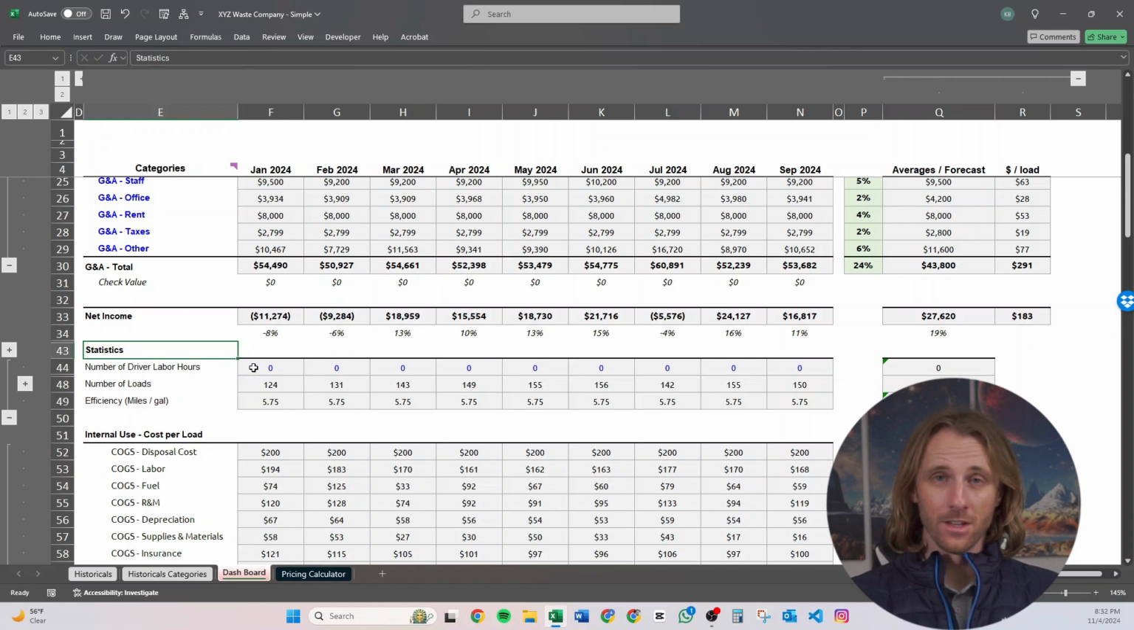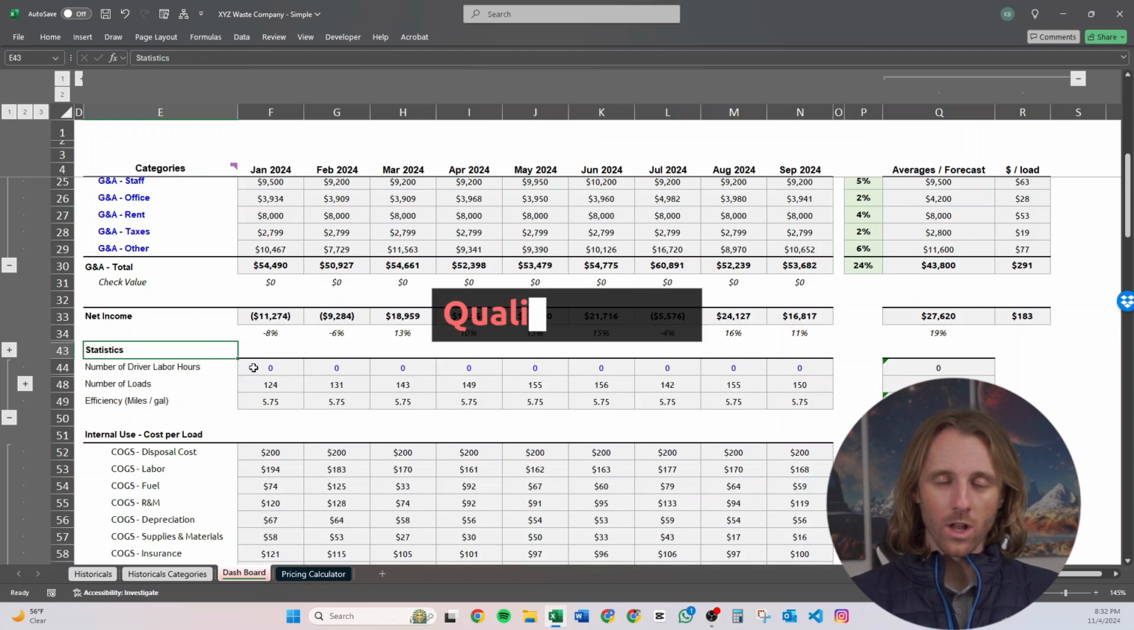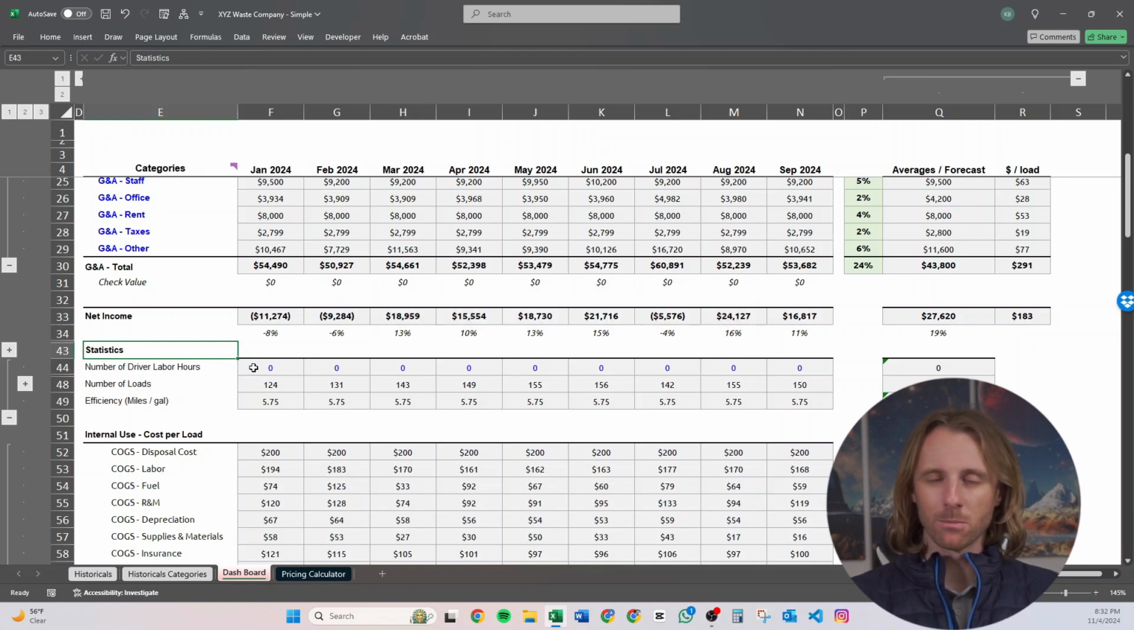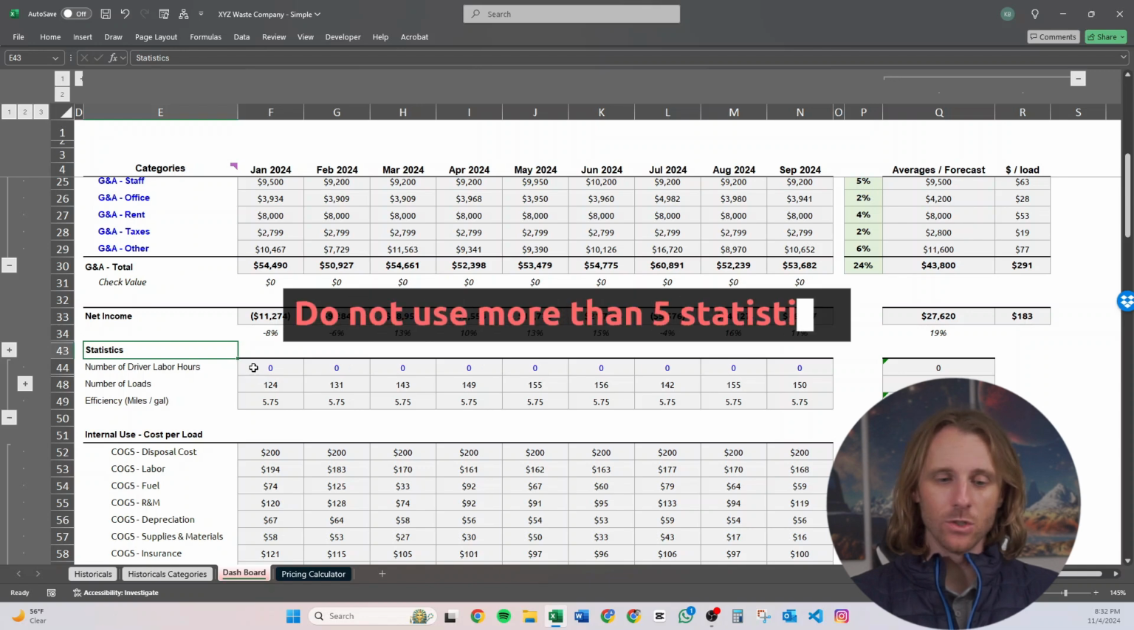All right, we finally made it to our statistics section. I did want to pause here to give an incredibly important word of advice to my owners out there. When it comes to gathering data and making the investment in gathering data, quality is king. If you're already a business that is capturing statistics for yourself, do not capture more than 5 statistics and do not use more than 5 statistics in your P&L analysis.